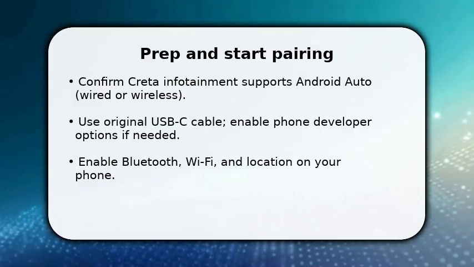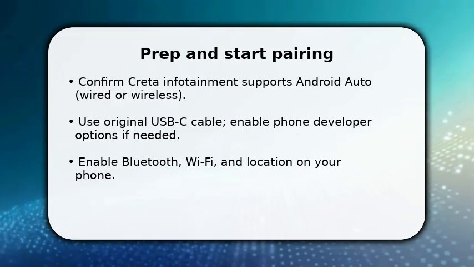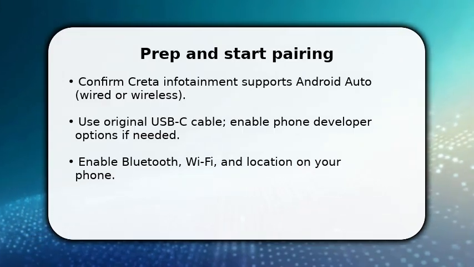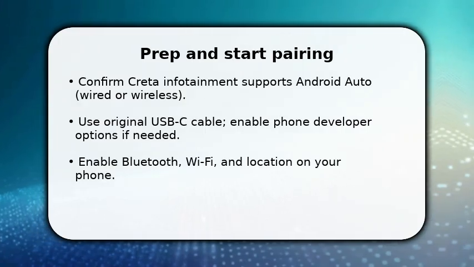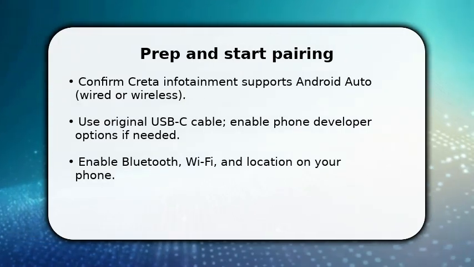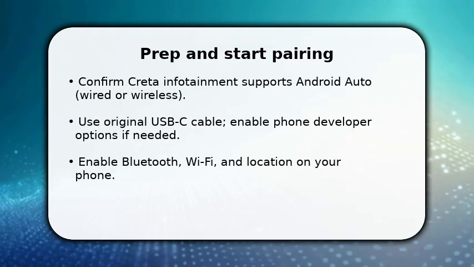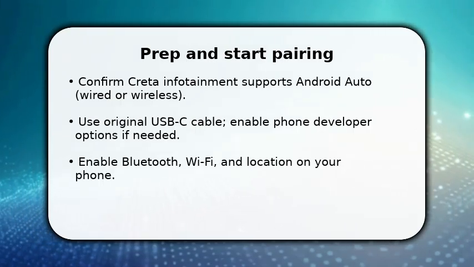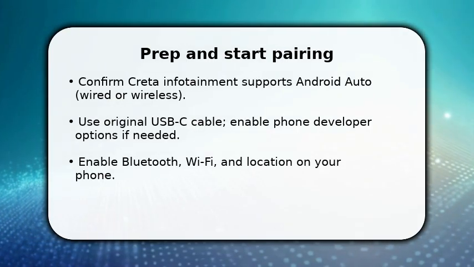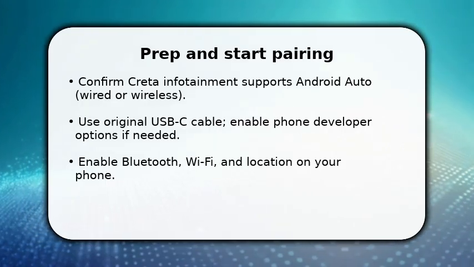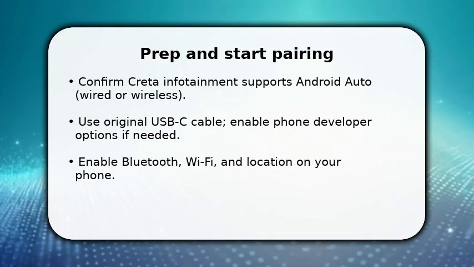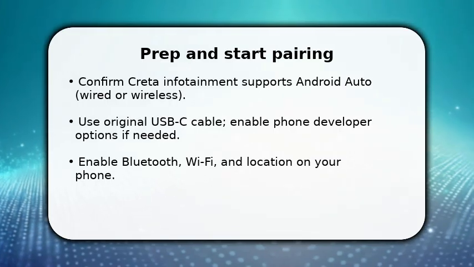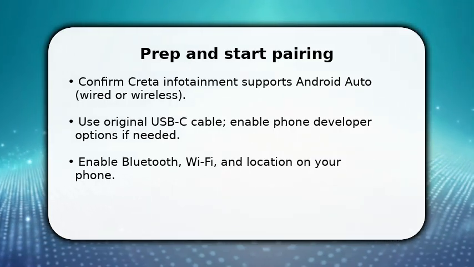You'll begin by preparing both devices for direct connection. Plug the original USB cable into the Creta's USB port and into your phone. This triggers the handshake. If your Creta supports wireless Android Auto, turn on Bluetooth and Wi-Fi on the head unit and phone. Once done, accept any pop-ups on the phone that request permissions. These allow data, contacts, and audio to flow. Make sure the car is in park to enable full setup functions safely.